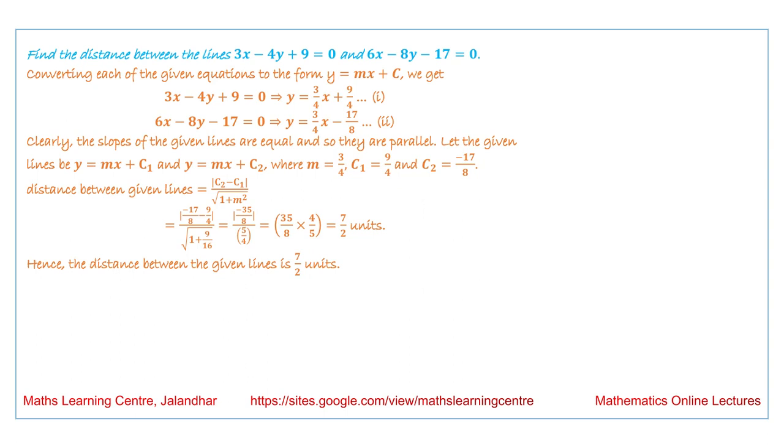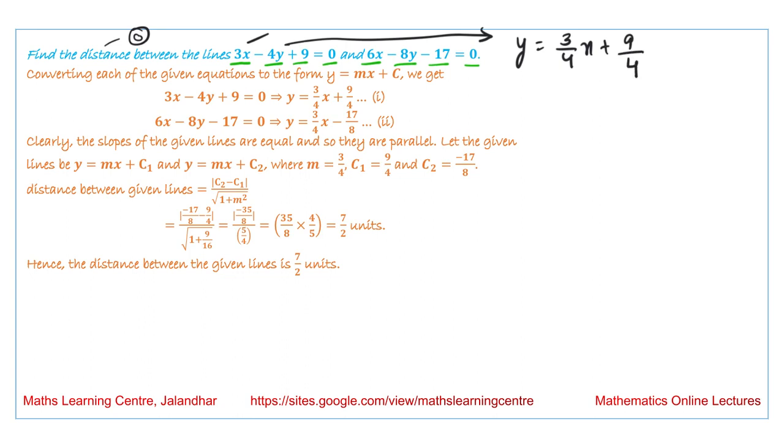Next is find the distance between the lines 3x minus 4y plus 9 is equal to 0 and 6x minus 8y minus 17 is equal to 0. First of all we are going to check whether these two lines are parallel or not. If these two lines are not parallel, then the distance between them will be 0. So we write them in the slope intercept form. We write y is equal to 3 by 4x plus 9 by 4. The second equation is y is equal to 3 by 4x minus 17 by 8.